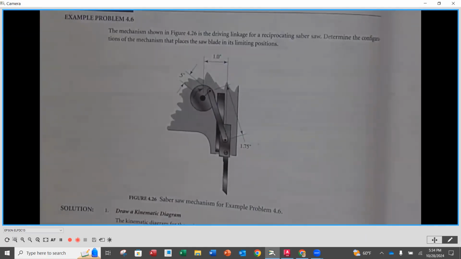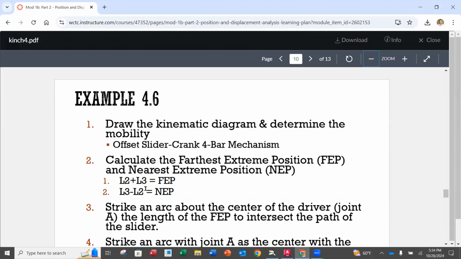The extreme position equations are these right here. It's just adding or subtracting the length of the links. I'm not having you guys write those out. It's easy to just add and subtract those. The mobility equation is your F is equal to.